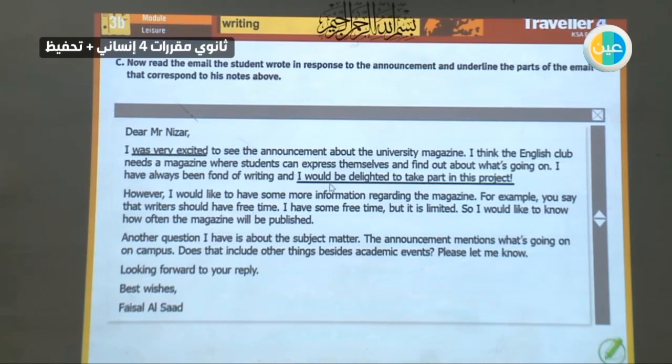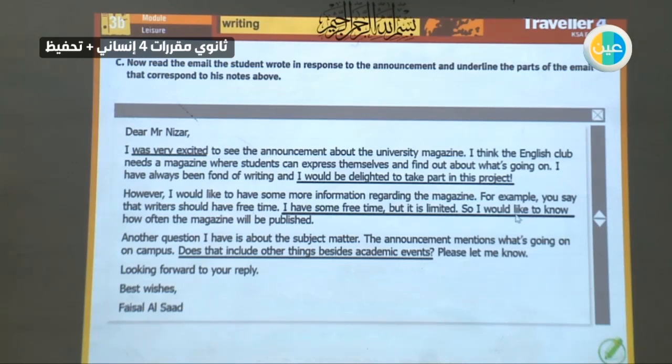It's great. What about what topics? He is asking about what topics? Yes, here the question is, does that include other things besides academic events? This is about the topics. The third note here, not a lot. We have talking here about time. I have some free time, but it is limited. So I would like to know about the time.